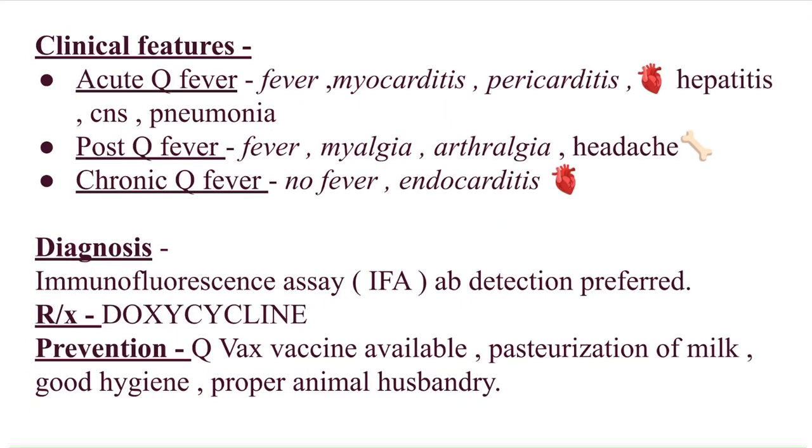So coming to clinical features, these are in 3 stages. One is the acute Q fever, post Q fever, and the chronic Q fever. In the acute and the post, there is fever, right? So in the acute, you need to remember there will be involvement of heart, that is myocarditis and the pericarditis.